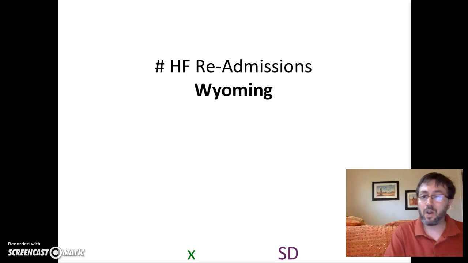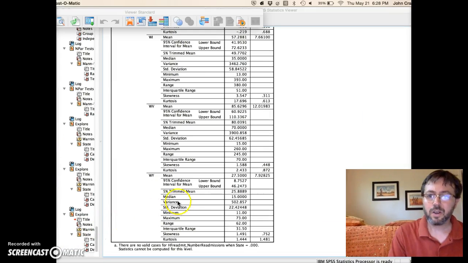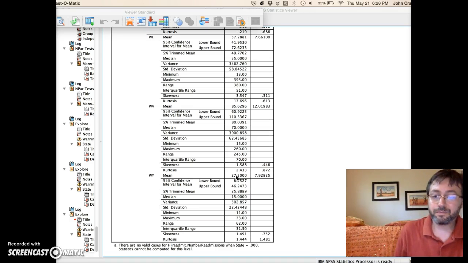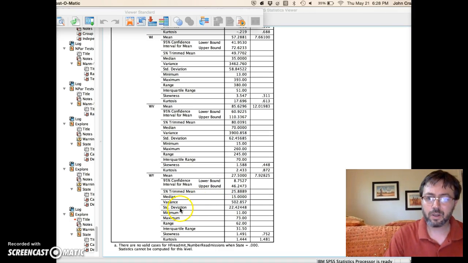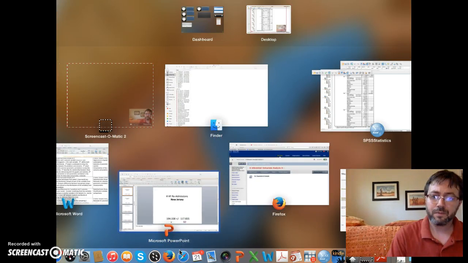So if we look at Wyoming, let's see how that compares and then graph these two together. So here you see Wyoming has a mean number of heart failure readmissions of 27.5 per facility. And if we look at the standard deviation, we find that's 22.4. So let's put those back into our PowerPoint presentation.